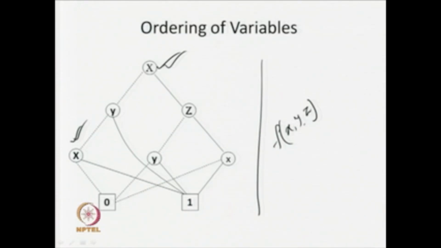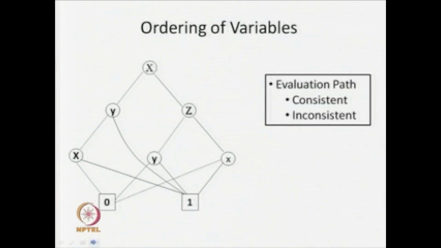Now, by looking into this BDD, we are going to see some problems. In this case, we have the notion of a consistent evaluation path and an inconsistent evaluation path. When we draw this BDD, some of the paths may be inconsistent. I will explain why it is inconsistent. The valuation of this Boolean function will be done through consistent paths only.